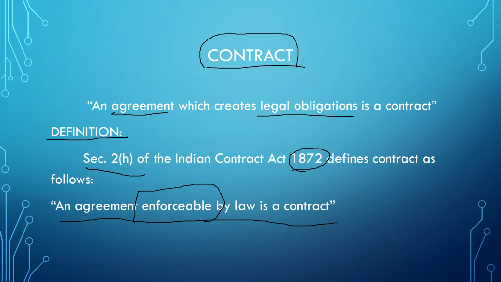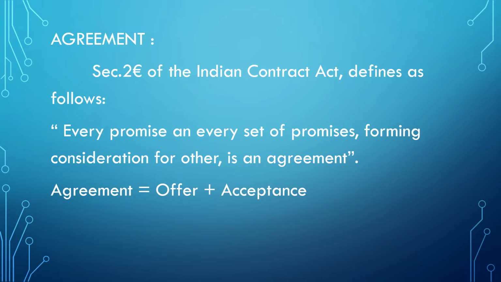And a contract must have a legal obligation. When the contract fulfils the legal obligations, only then can one move to the court of law. That will be called a perfect contract. And the next one: we have seen the definition of contract as an agreement with legal obligations. So what does agreement mean?